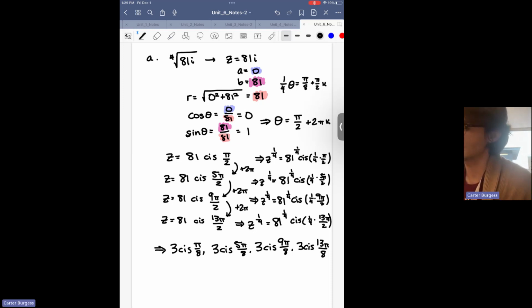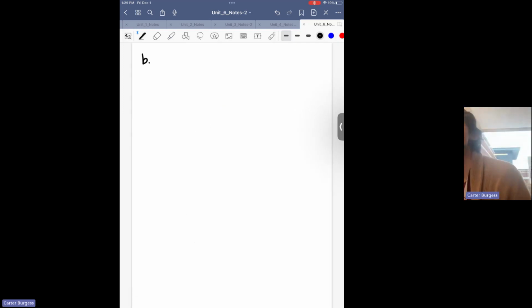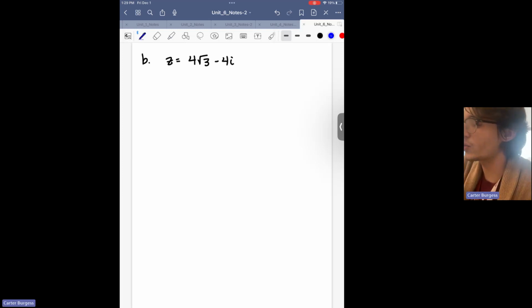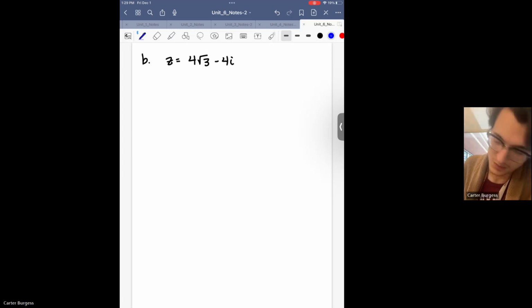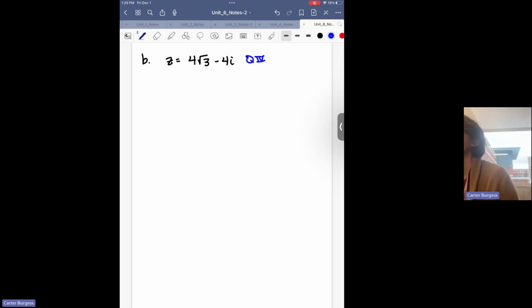All right, let's take a look at B as well. We said Z is equal to 4 root 3 minus 4i. What quadrant does this live in? This is a quadrant 4 value. Didn't do this with the other one, but that was mostly just because it kind of lives in between two quadrants, and so didn't really want to mess around with that. But we're looking for a quadrant for theta here when we eventually do. We need our r and our theta again.